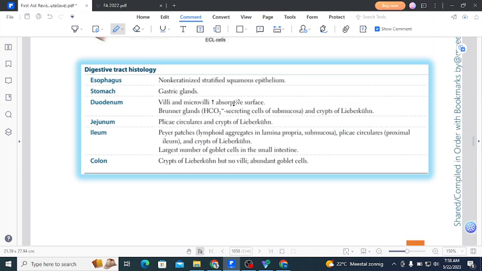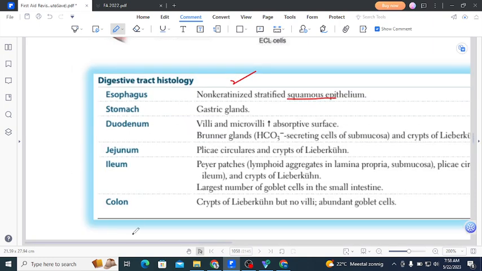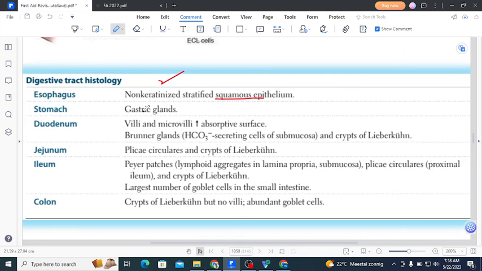Then the digestive tract histology. The esophagus is lined by non-keratinized stratified squamous epithelium. The stomach is lined by the gastric glands. The duodenum contains villi and microvilli. The villi are visible on the light microscope while the microvilli are visible on electron microscopy, and these are responsible for increasing the absorptive surface.